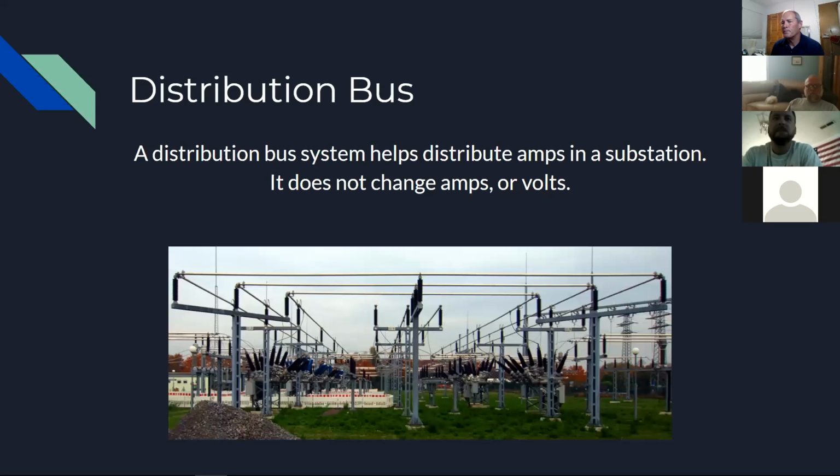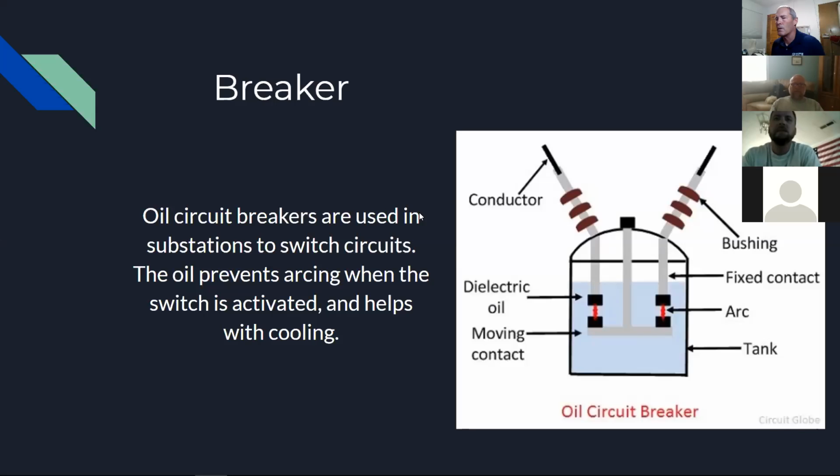And then you've got your distribution bus, which helps distribute that amperage and voltage to head back out. Mm-hmm. I like the part that it does not change amps or volts. It's just bus. Yes, sir. And you've got an oil circuit breaker in there, which helps prevent damage in the event of a fault. The oil in the circuit breaker prevents arcing when the switch is activated. And helps cooling. Like that description right there.